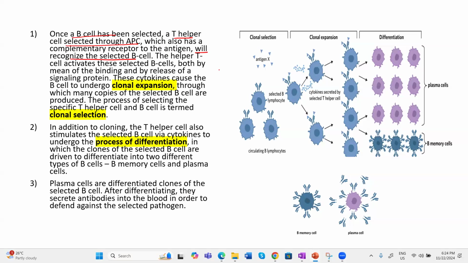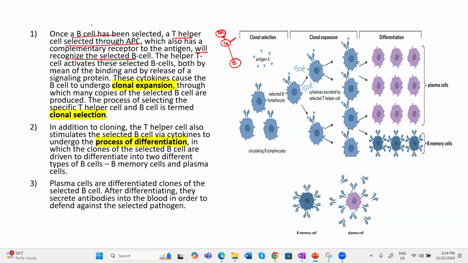Understand the diagram this way. This is your B cell which is selected. Now this is your antigen presenting cell. Okay, and they are interacting with the T helper. So T helper is interacting with them. Okay, and it is also selected. Now this selected T helper cell will interact with the B cell which is selected.